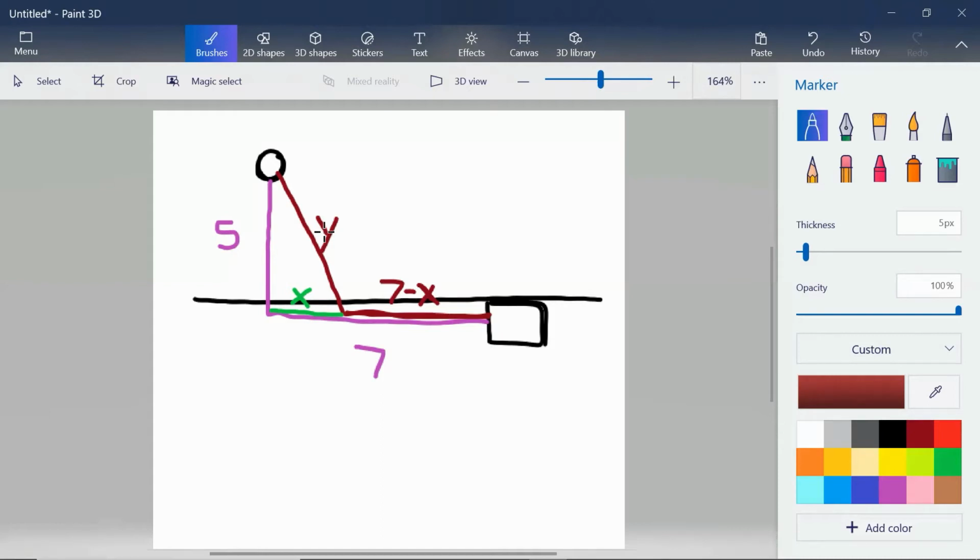Notice that in this case, y is going to be the hypotenuse of the right triangle whose legs are 5 and x. That means you can find y by taking x squared plus 5 squared equals y squared.